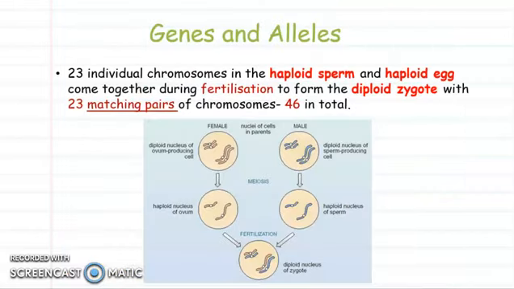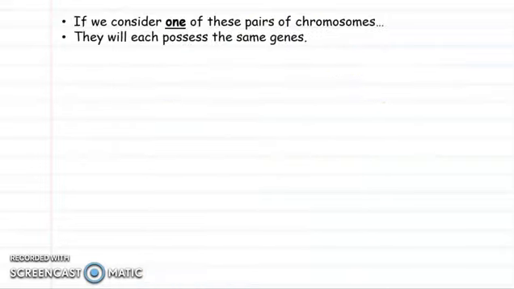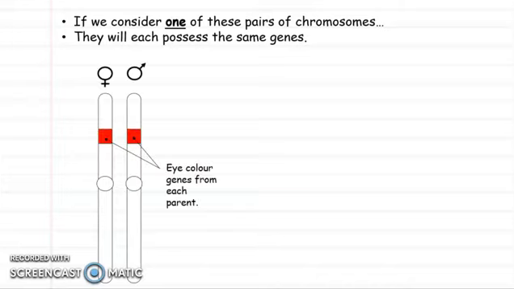Now, in this, it's very important to understand genes and alleles. 23 individual chromosomes in the haploid sperm and haploid egg come together during fertilization to form the diploid zygote. With 23 matching pairs of chromosomes, that makes 46 in total. Now, if we consider one of these pairs of chromosomes, they will each possess the same genes. Remember, one of those chromosomes will come from the female parent and the other one in each matching pair from the male parent.